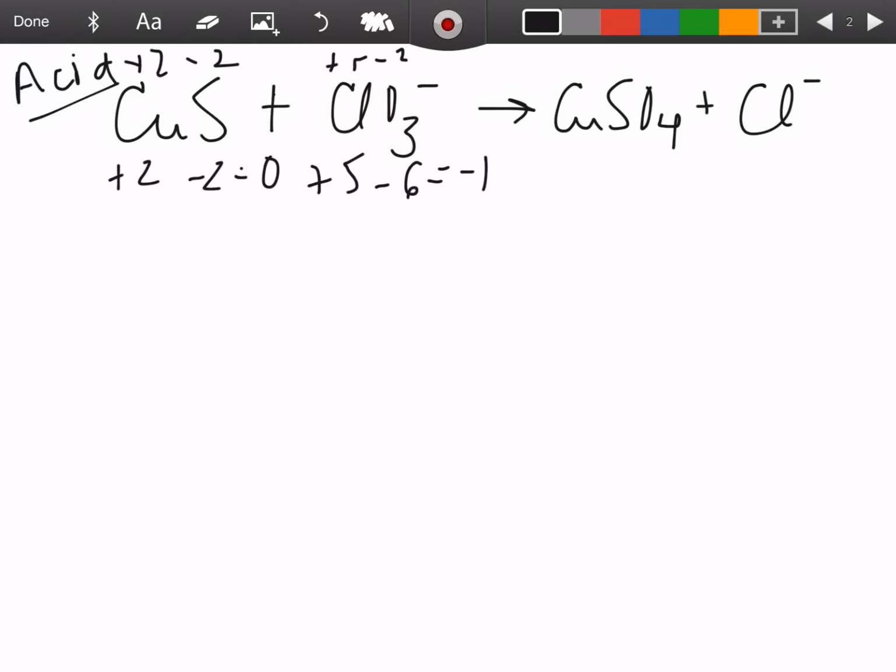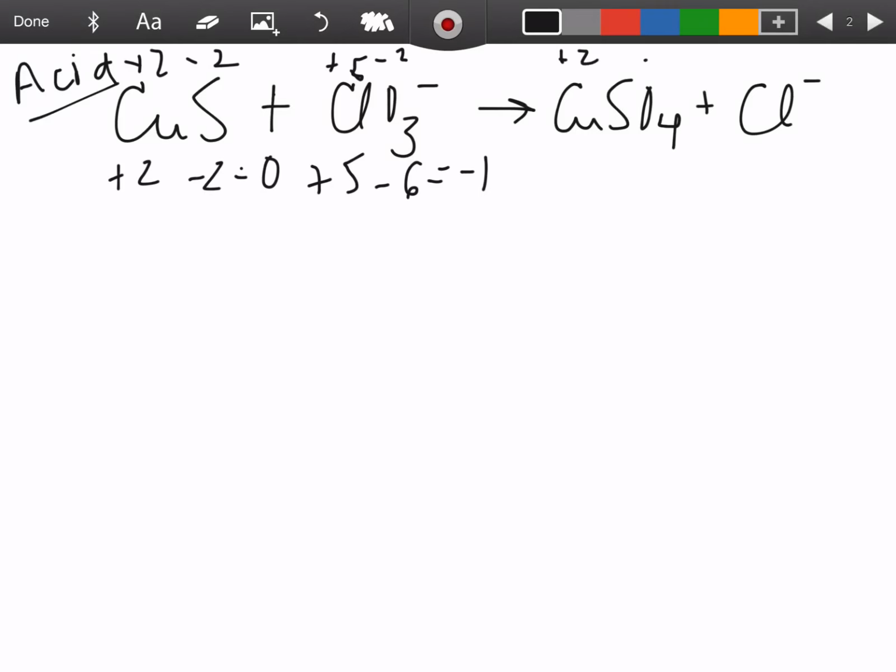On the product side, we have, again, copper sulfate. We know the charge of the sulfate, right? The sulfate's a -2. That means the copper is a +2. So we did not change the oxidation state of the copper. Therefore, we must have changed the oxidation state of something else.